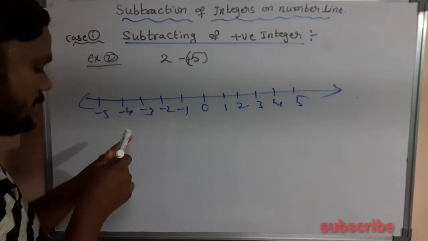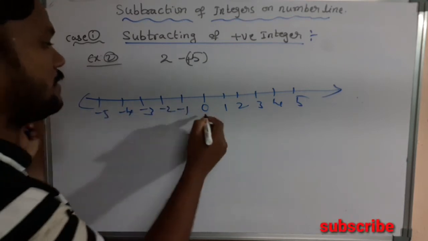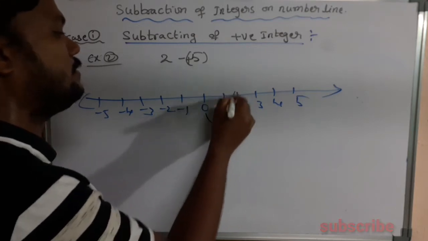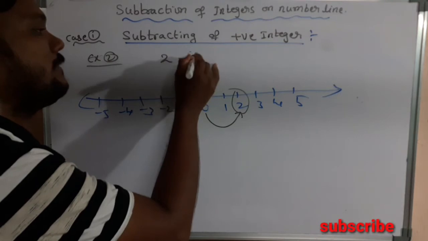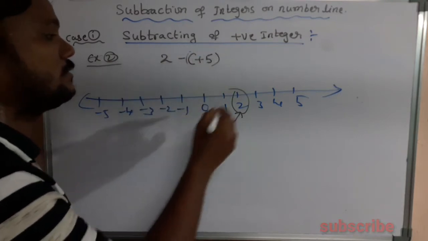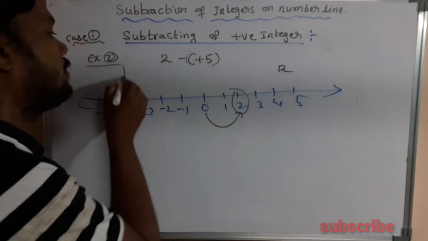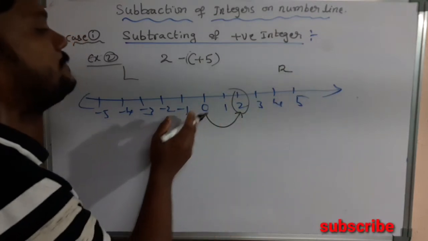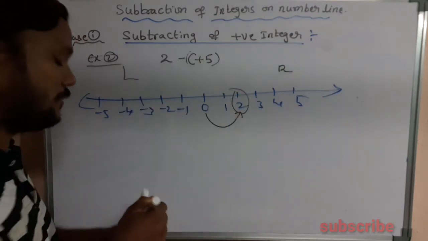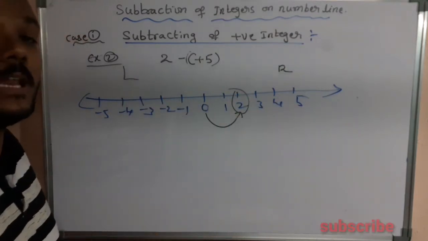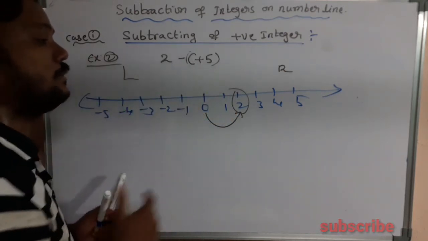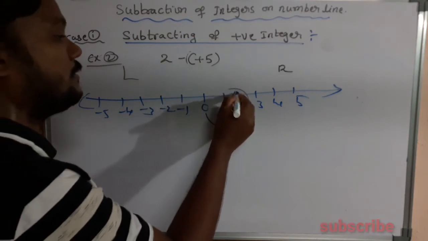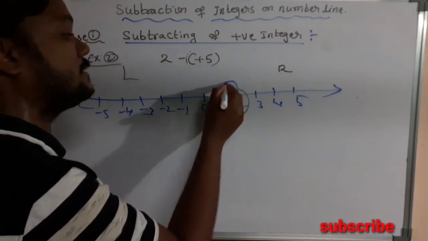Firstly, start from 0 and make the long jump to 2. From 2, what are we subtracting? We are subtracting a positive integer. To subtract a positive integer, which side do we go, right or left? Towards the left. How many steps? As the second number is positive 5, from 2 we need to go 5 steps towards the left.